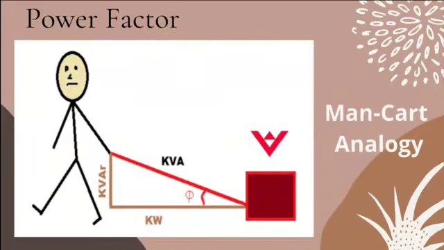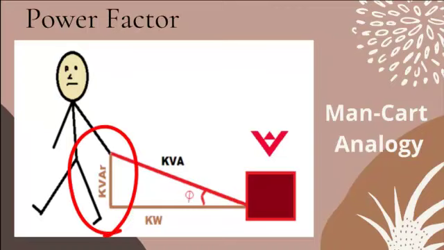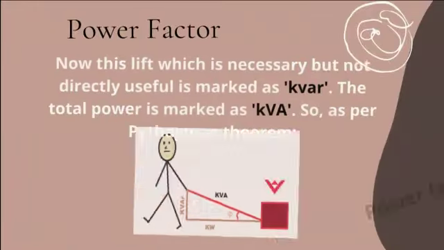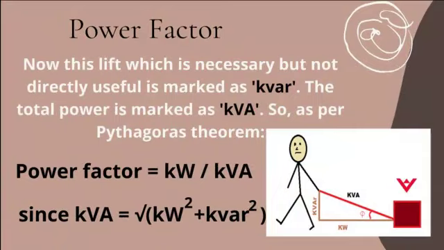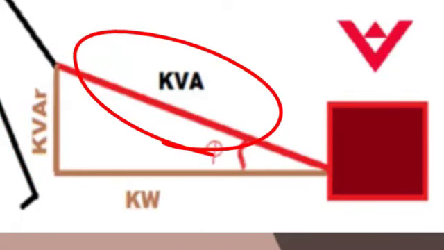Man-cart analogy. As shown in the figure, when a person wants to pull a cart, the actual direction of movement that he wants is kW. As he cannot pull the cart directly, he has to lift the link a little bit up to pull comfortably to the destination. Now this lift, which is necessary but not directly useful, is marked as kVAR. The total power is marked as kVA.